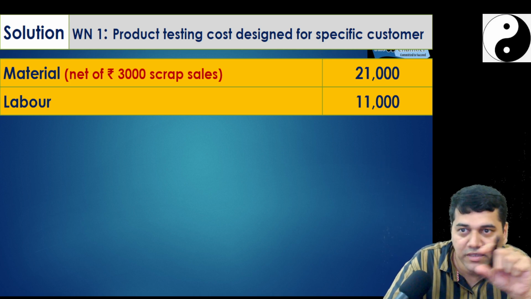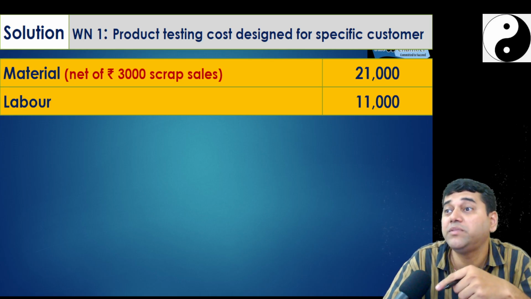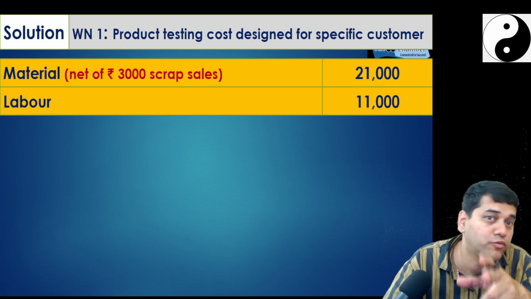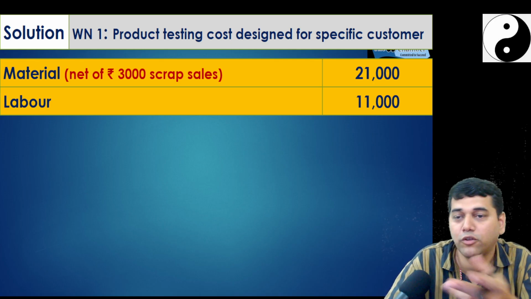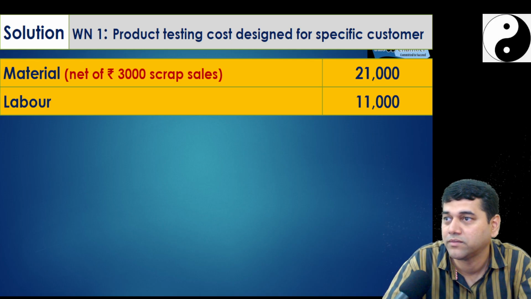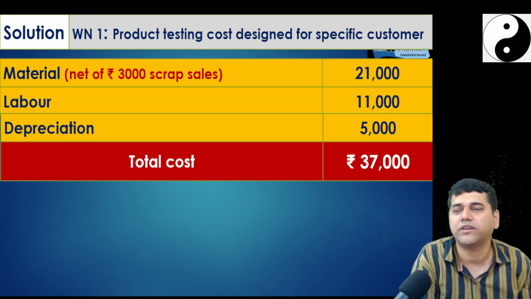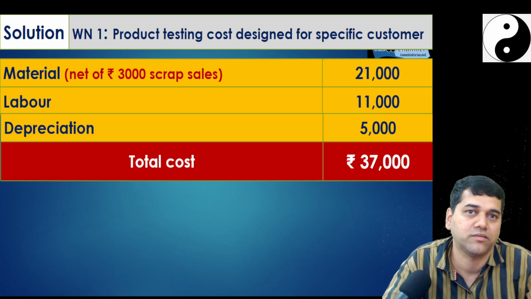Now you will tell me, sir, it will start with some other cost, no? Why are we starting with this working note? Because the verb is compute there. Please note, otherwise you will lose 1 mark for this simply. This question has come in the exam. 1 or 2, God knows how much they will allocate. Depreciation 5,000. So first thing, you simply calculate 37,000 as a testing cost.